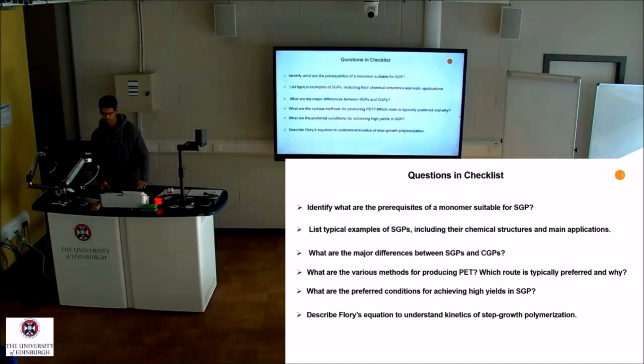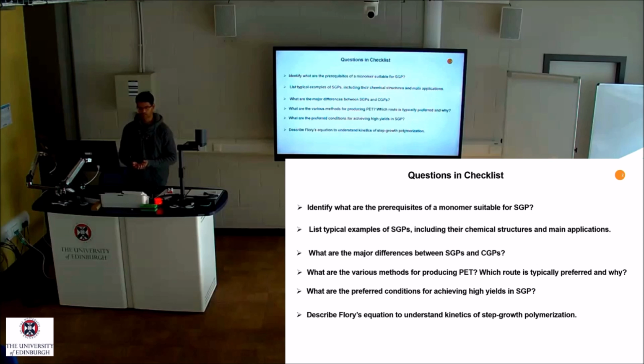Okay, so these are some of the questions that I am going to go through one by one. First, the prerequisites of the monomer that you need for SGPs. Some typical examples for SGPs, including their chemical structures and the main applications. The major differences between the SGPs and chain growth polymerizations. What are the various methods of producing polyethylene terephthalate and which route is typically preferred in the industry? What are the preferred conditions for achieving high yields in SGP? And finally, we are going to see Flory's equation to understand the kinetics of step-growth polymerization.